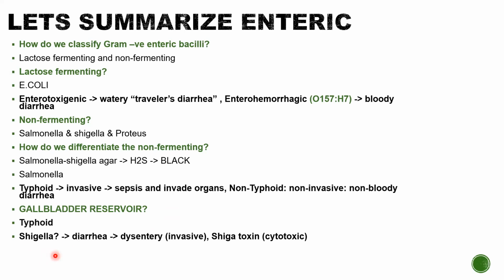For Shigella, what you need to remember is that it goes from normal diarrhea to dysentery, which means it starts off as non-invasive, then it becomes invasive because you have the blood. And this is important, I forgot to mention this: Shigella works through the Shiga toxin, which is cytotoxic, which means it kills the cell. So remember that, very easy to remember Shigella.